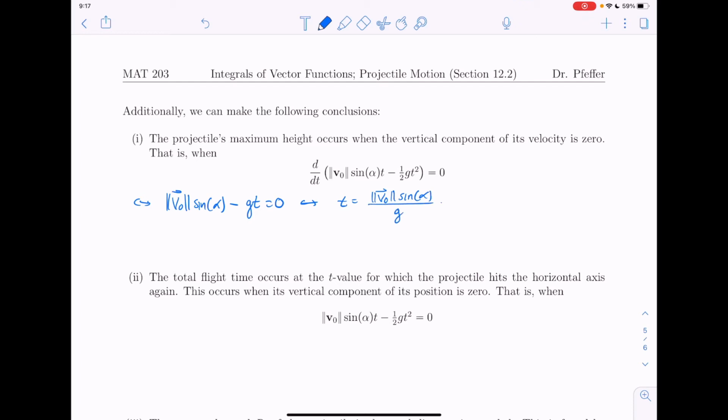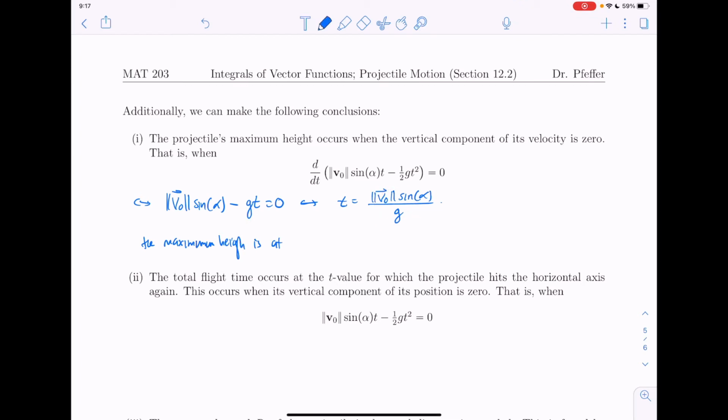But this, of course, is not the actual maximum height. This is simply the parameter t for which the maximum height is going to occur. So the maximum height is going to be the y-coordinate of the position vector. That's this thing right here. It's going to be the y-coordinate of this, but evaluated at this parameter.